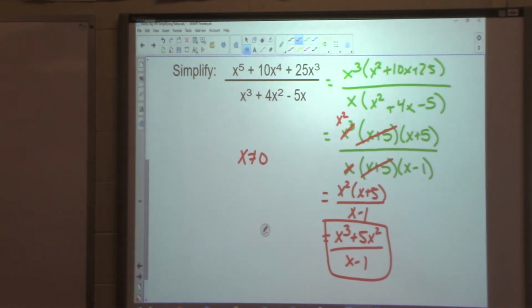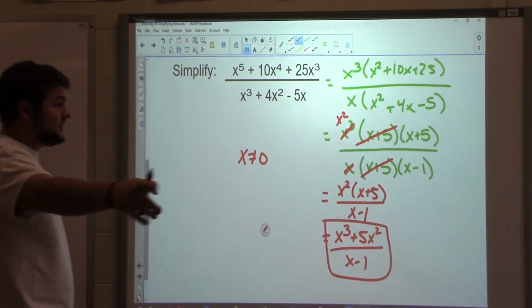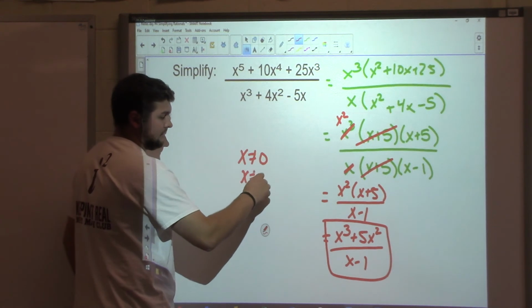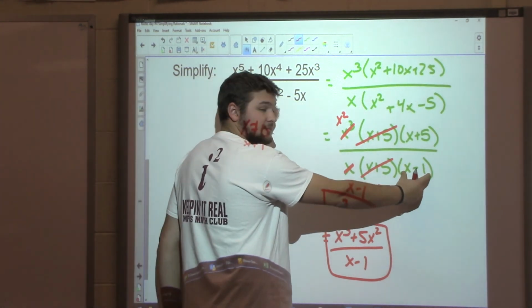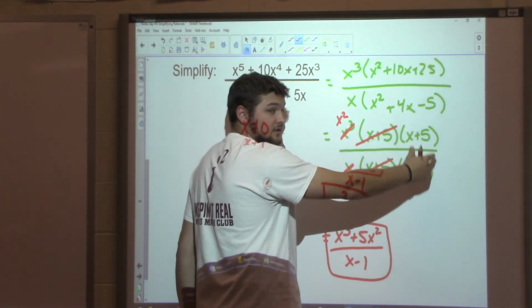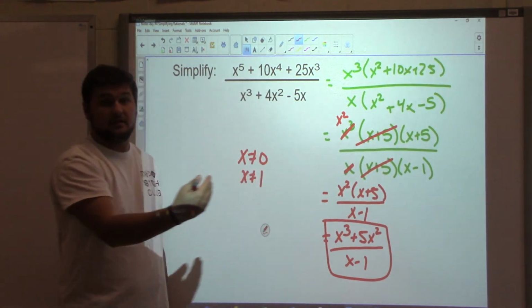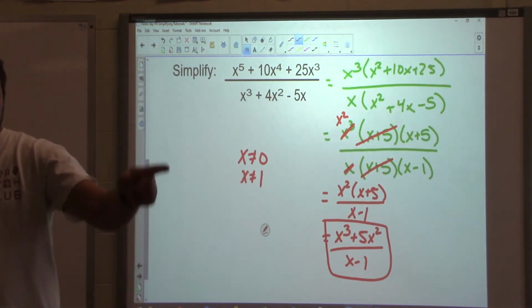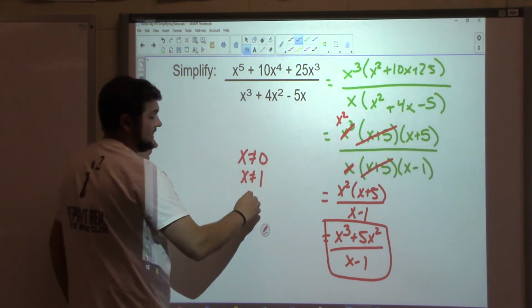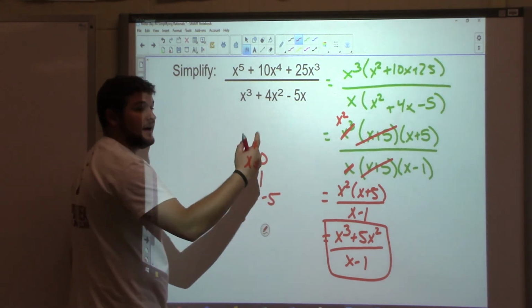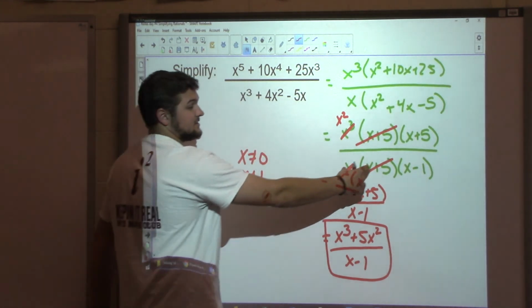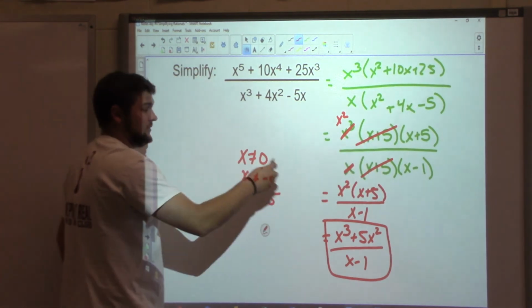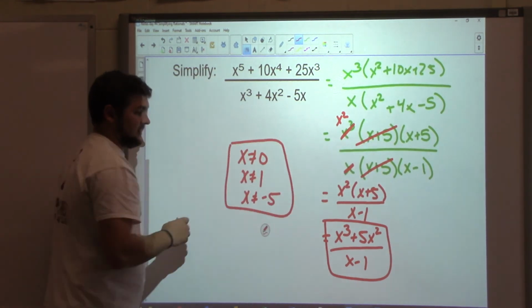What would our second one be? X can't equal 1. Where'd you get that from? The x minus 1 at the end. If I set that equal to 0, I get x can't equal 1. What's my final restriction? X can't equal -5. Where'd you get that one from? From x plus 5, right? Set that equal to 0, we would get x cannot equal -5.